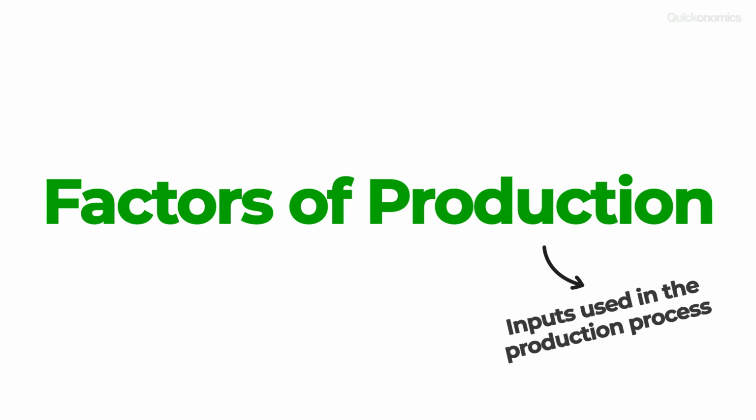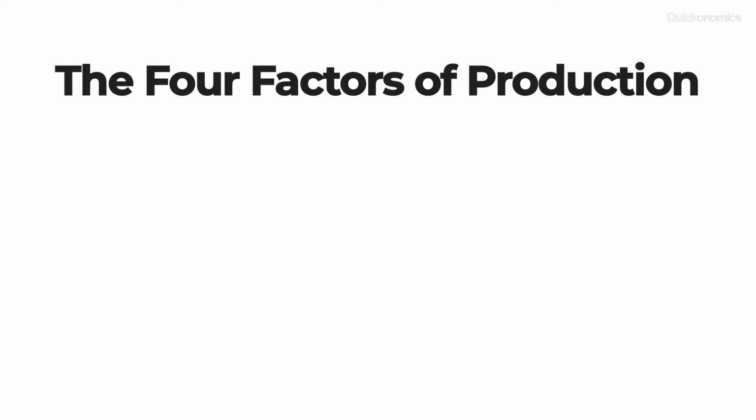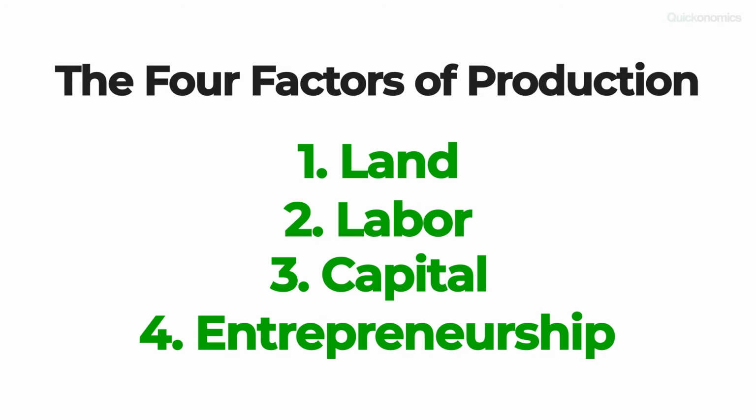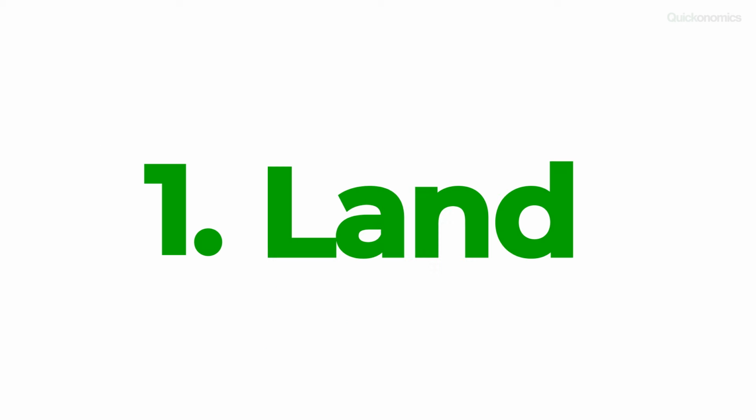Factors of production are the inputs people use to produce goods and services. They're classified into 4 categories: land, labor, capital, and entrepreneurship. In this video, we're going to take a closer look at each of these factors and find out what they're all about. Let's start with the first factor, land.